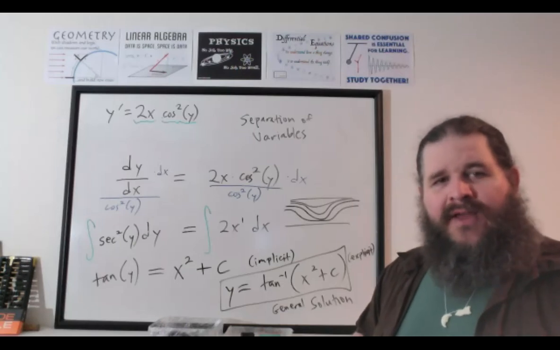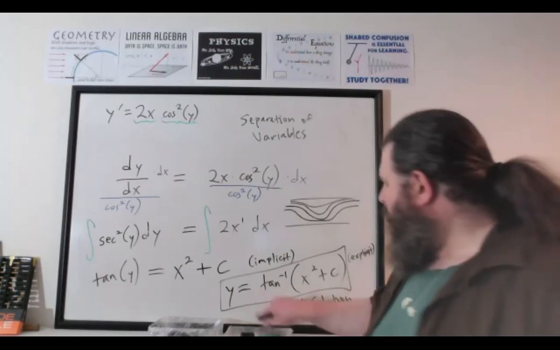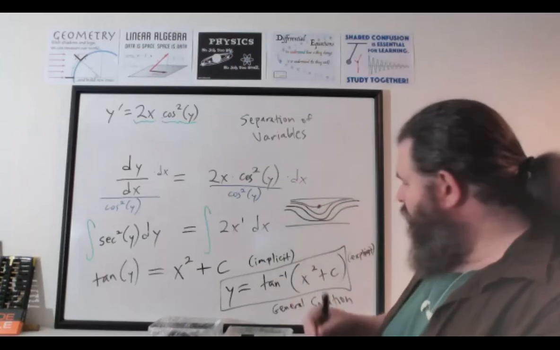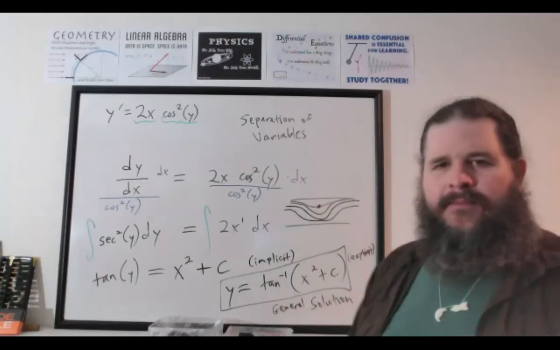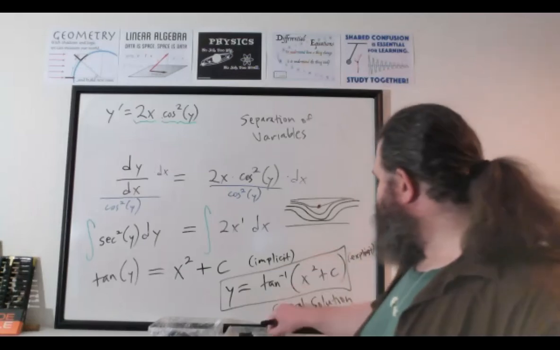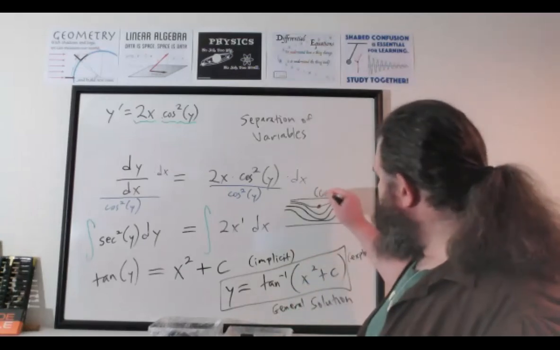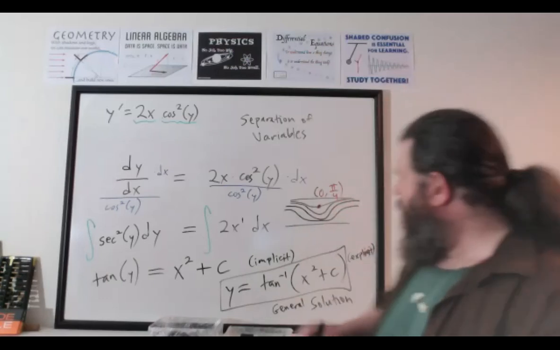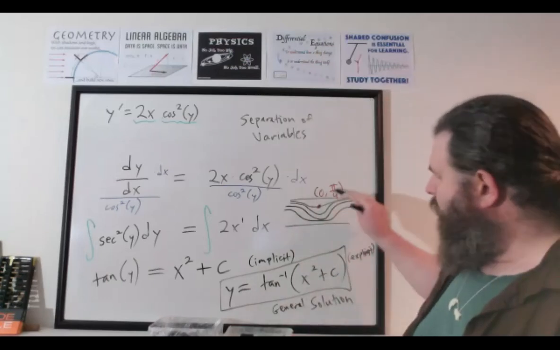Yeah, you need x and y values. You need a point on the graph. So let's say we also know a point on the graph. Maybe we know that this passes through the point maybe (0, pi over 4) or something like that. You could plug in 0 for x and pi over 4 for y.